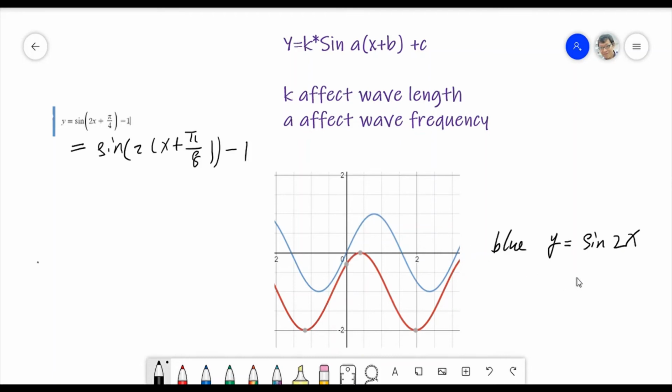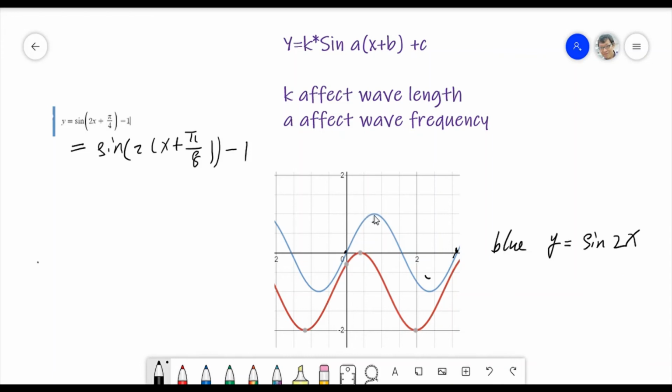I will write in here: observe, start from here and end from here. Observe for this part. Look at here. What's their move? First, here is -1, here is pi over 8. So this curve moves to the left side by pi over 8, exactly like this.